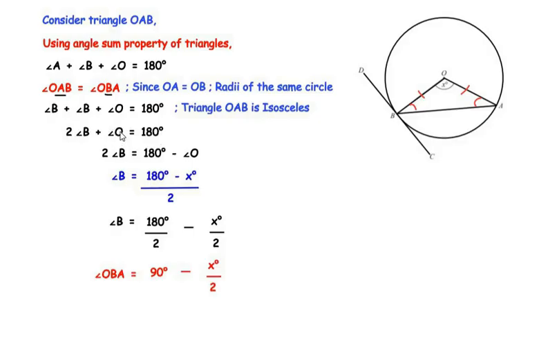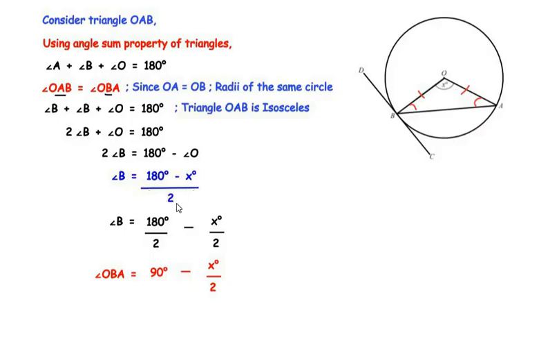Now let us take angle O on the other side of equal to sign, giving us 2 times angle B is equal to 180 minus angle O. Now let us divide both the sides by 2, giving us angle B is equal to 180 minus, now angle O was given to us as x degrees. So we have replaced angle O by x. So 180 minus x over 2.